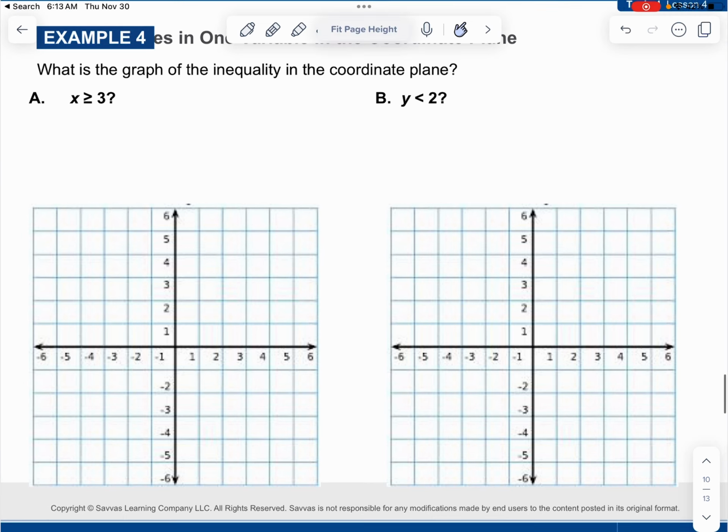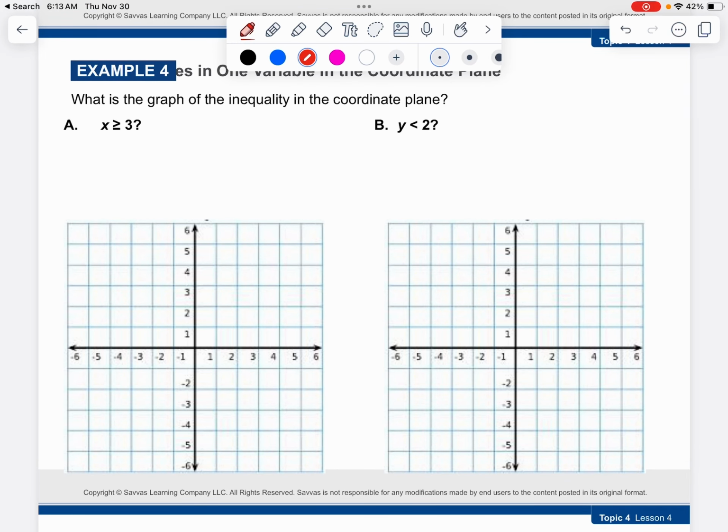What is the graph of the inequality in the coordinate plane? So we have x greater than or equal to 3. So go to where x is 3, and you're going to have a solid line because of the greater than or equal to, going through your x of positive 3. And then to determine what side of the line to shade, you'll need to read the inequality. So the inequality is telling you that x is greater than or equal to 3. And all our values that are greater than 3, they go to the right. So that's where we're going to shade, to the right.